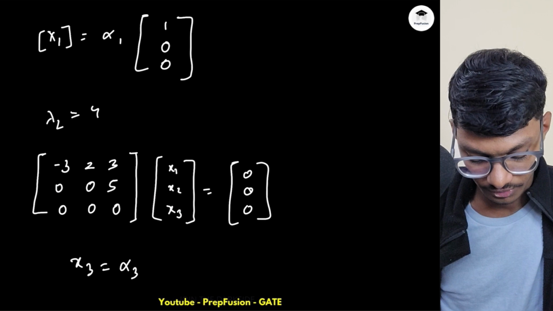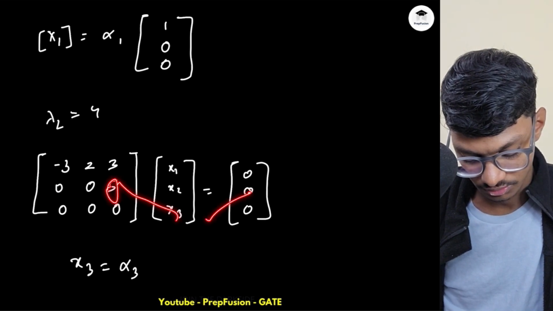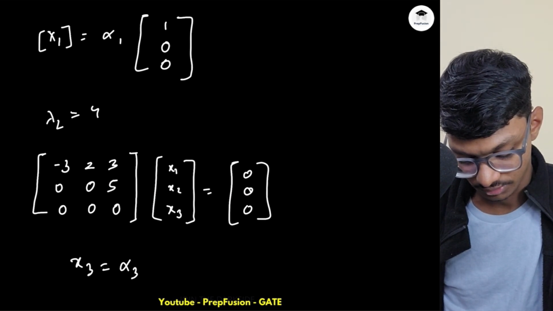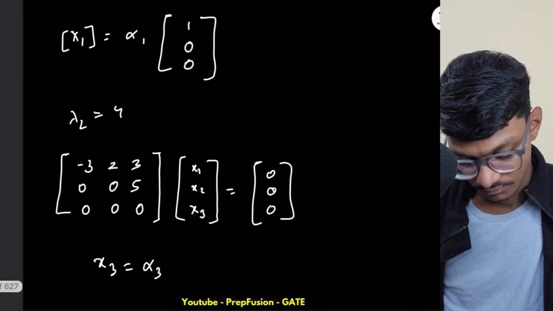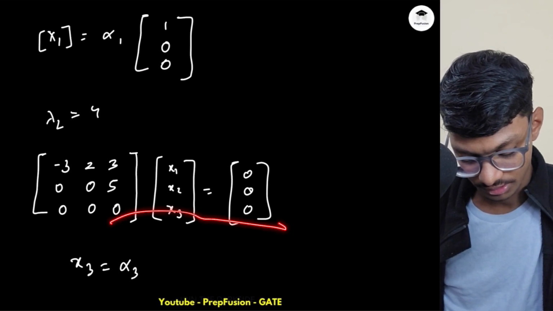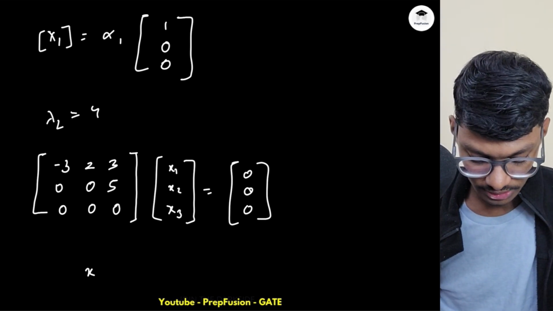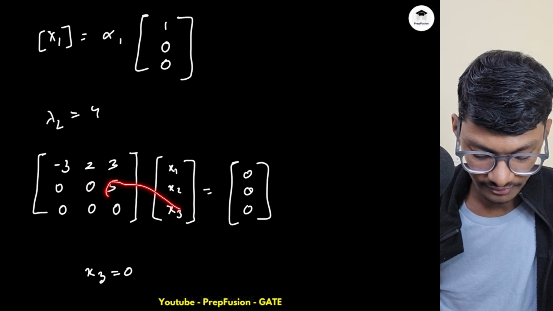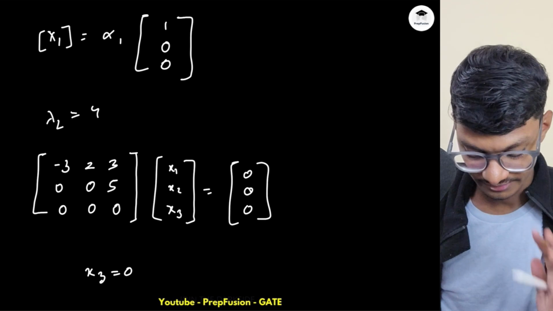5 times x3 equals to 0. Okay, so just hold a second. Yeah, 5 times x3 equals to 0. Am I doing this correct? This is 0. Here x3 can be anything, but in the second equation, due to the second row, x3 cannot be anything, so x3 has to be equal to 0. So I'm multiplying 5 times x3 equal to 0, so x3 has to be equal to 0. So x3 has been fixed.